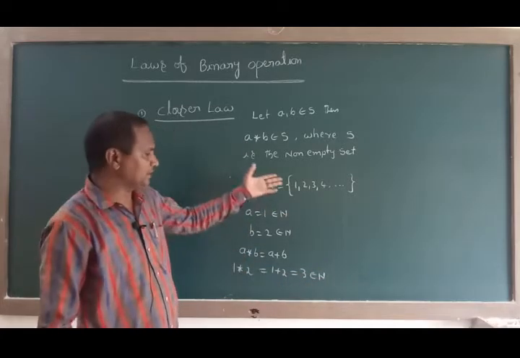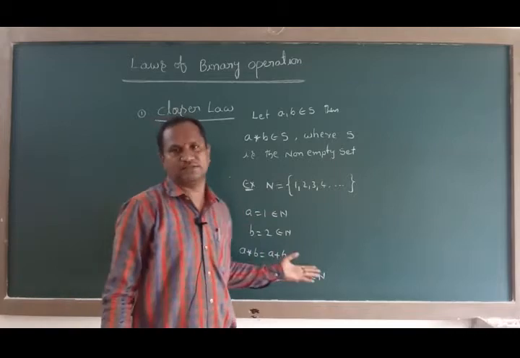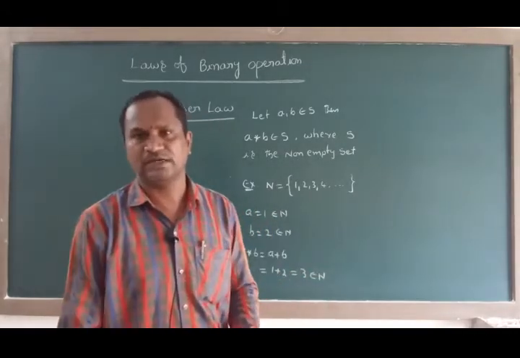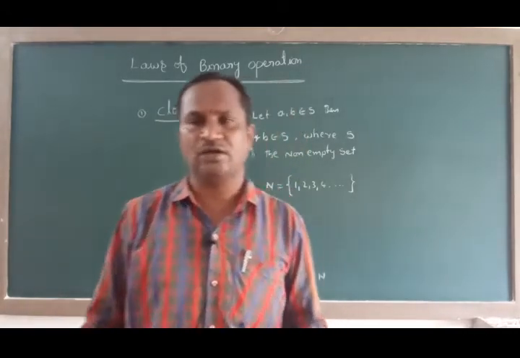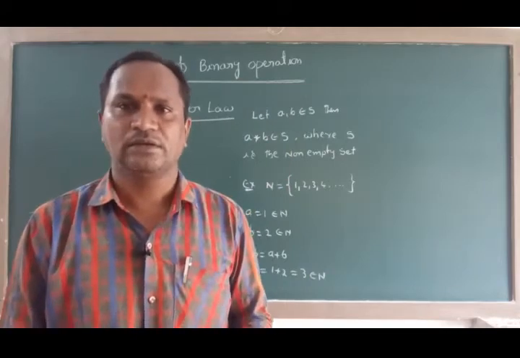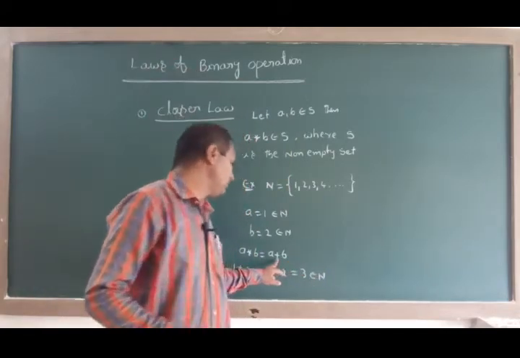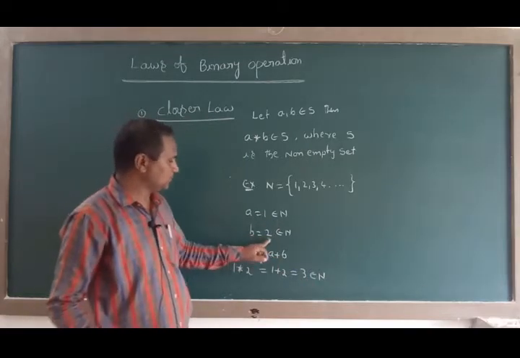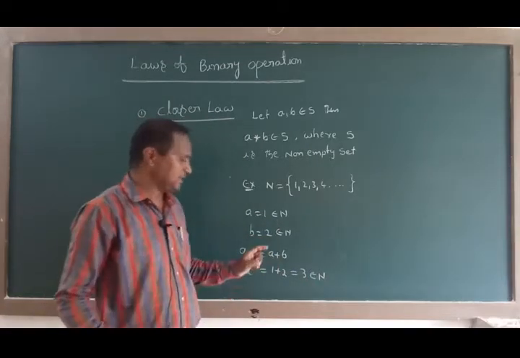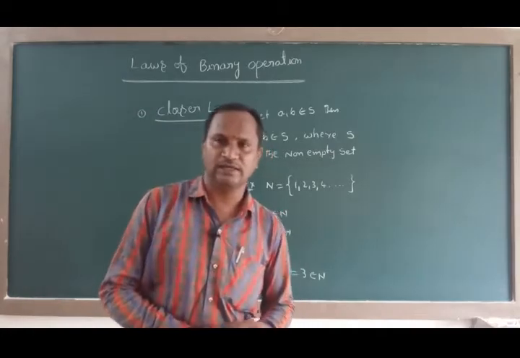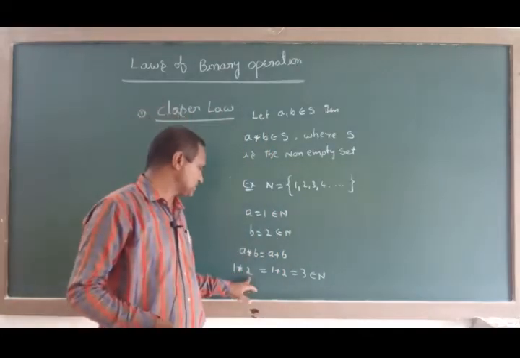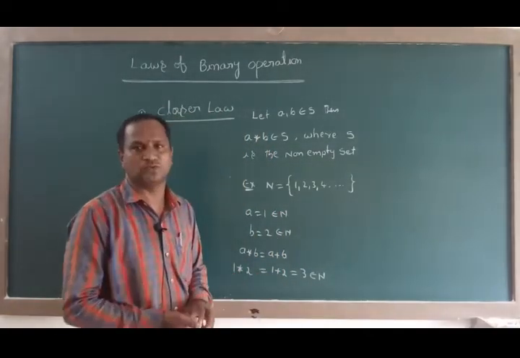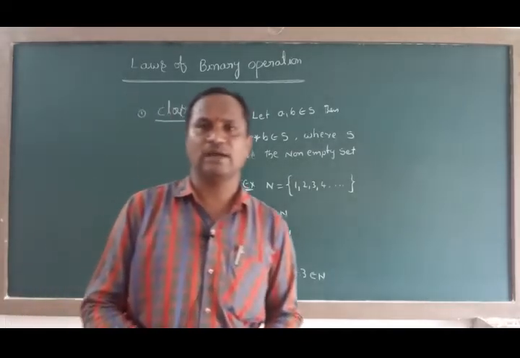Like that you can take, I have taken the operation plus, otherwise you can take the operation multiplication. According to the question, the operation will come here. For example, I have taken the operation addition here. A is equal to 1 belongs to capital N, B is equal to 2 belongs to capital N. Then A star B is equal to A plus B, that is 1 plus 2. 1 star 2 is equal to 1 plus 2 is equal to 3 belongs to capital N.